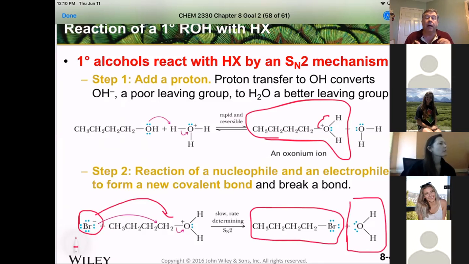Because it's a primary, we know it has to be an SN2 mechanism, because SN1 mechanisms require a carbocation, and a primary carbocation is the worst carbocation possible, so it must undergo an SN2 type reaction.